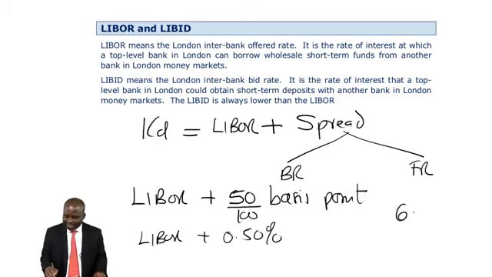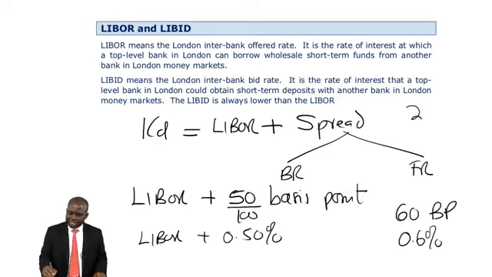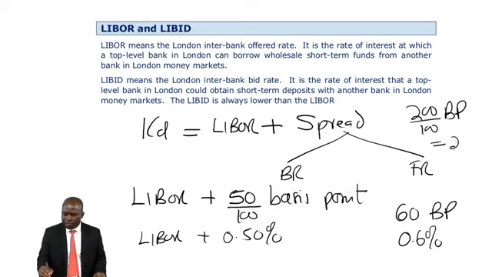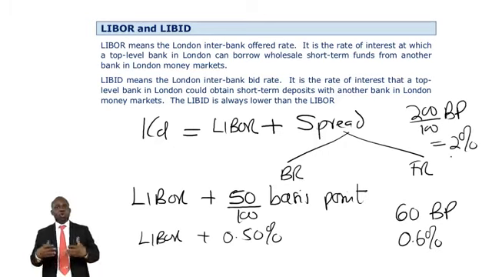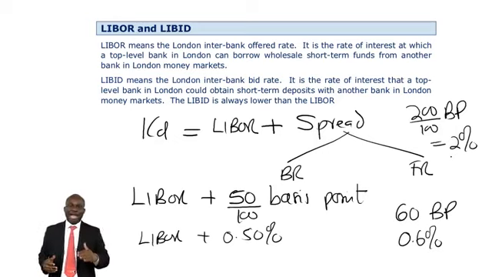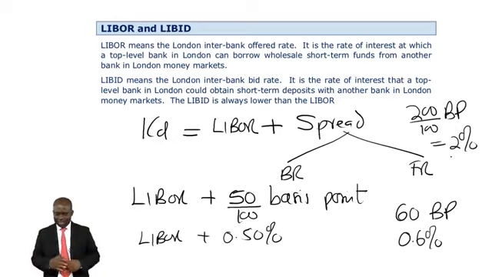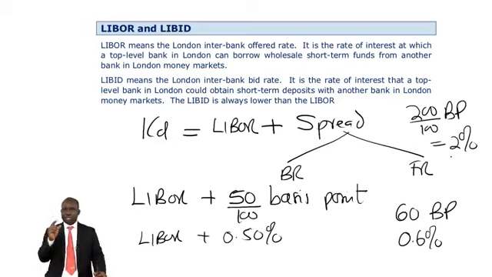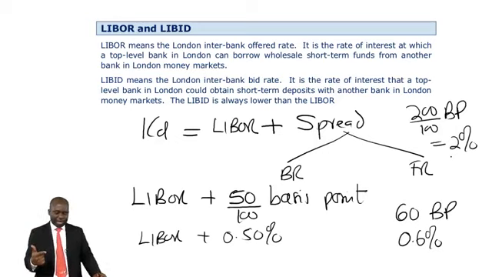When I say 60 basis points, I'm referring to 0.6%. When I say 200 basis points, I am referring to this divided by 100, so I'm referring to 2%. So whatever basis points the examiner gives you, divide it by 100 and bring it to a percentage. So that is the meaning. This is one way the examiner can test you on how to calculate the cost of debt.